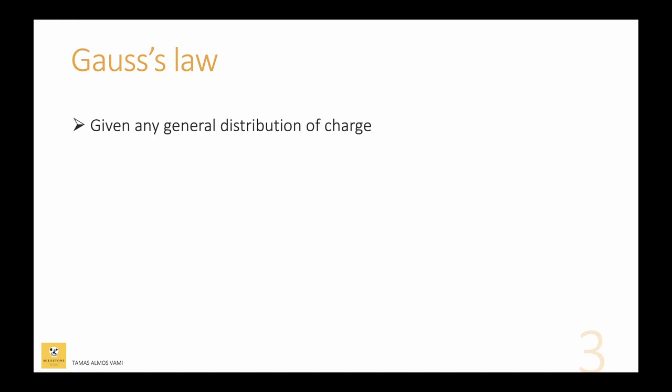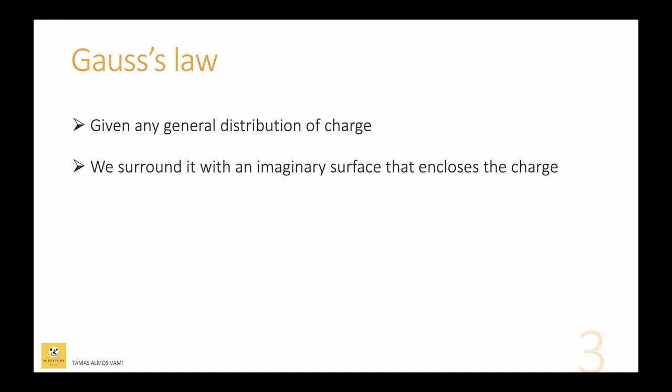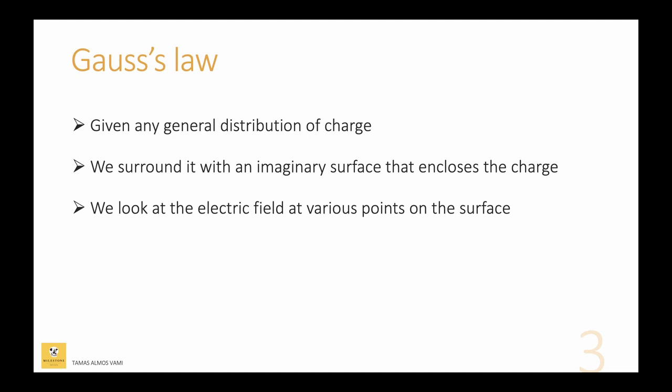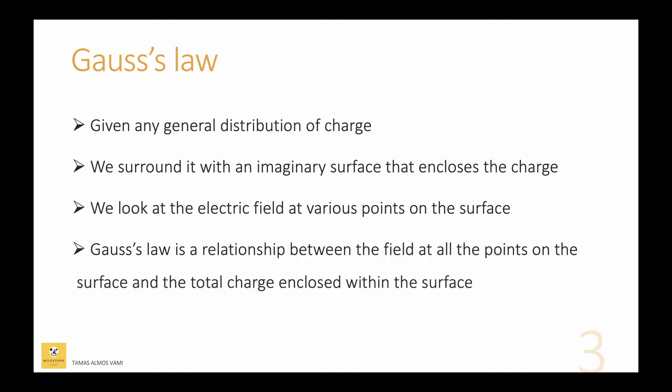Gauss's law is about the fact that when you have a certain charge, or a general distribution of charge, and then you surround it with an imaginary surface that encloses this charge, then we can look at the electric field at various points on this surface. And Gauss's law is going to give us a relationship between the field at all of the points on the surface and the total charge which is enclosed within the surface.